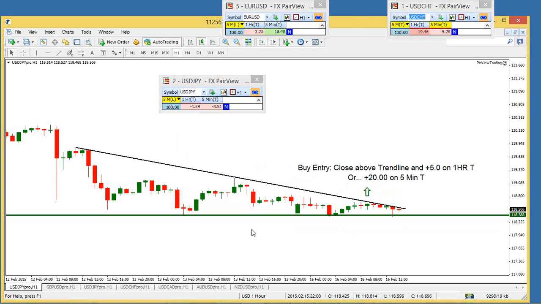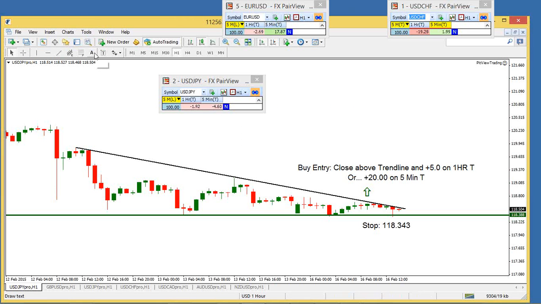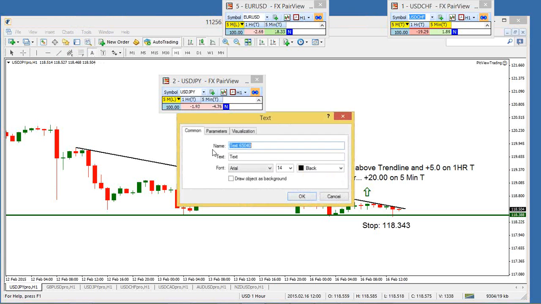For this one, the stop's going to be easy. We're going to put our stop right below wherever the most recent low has been. 118.343 would be our stop. And then a limit of 1-to-1 risk reward. Take what you can get today. Don't try to be too greedy.